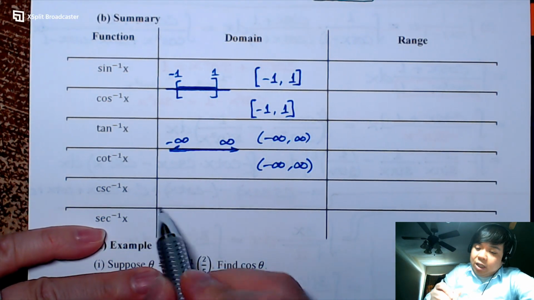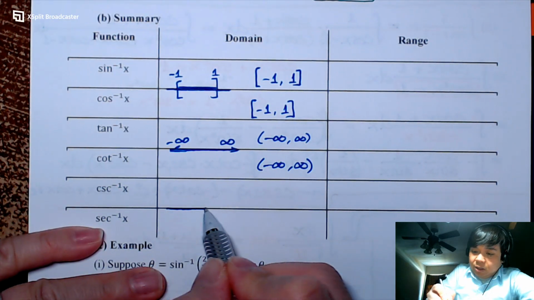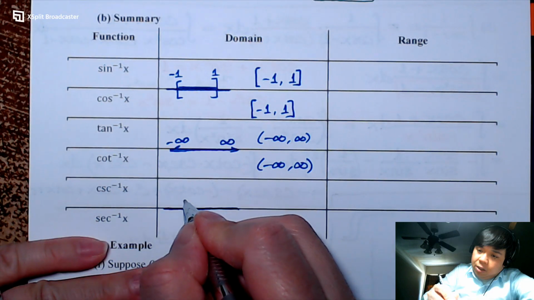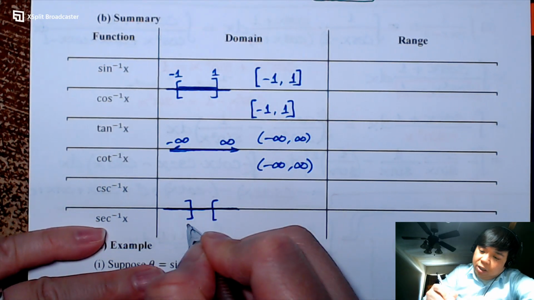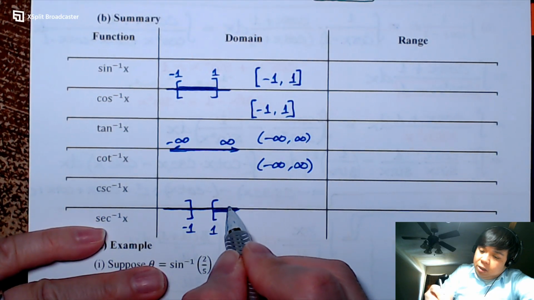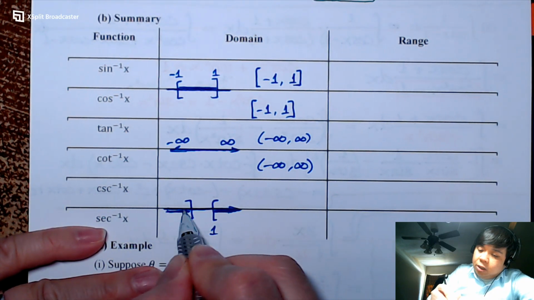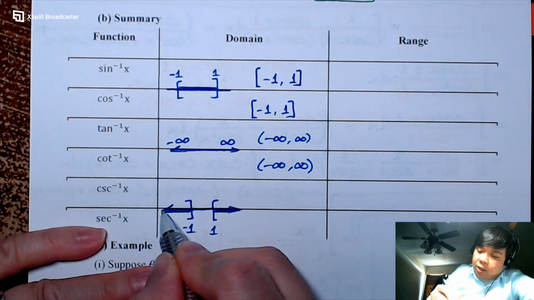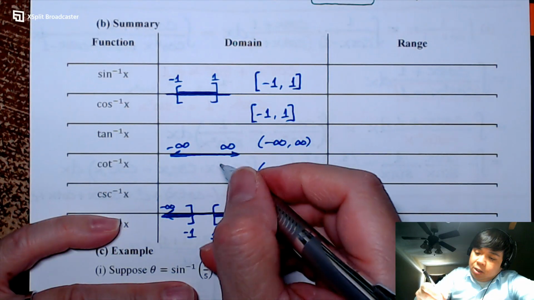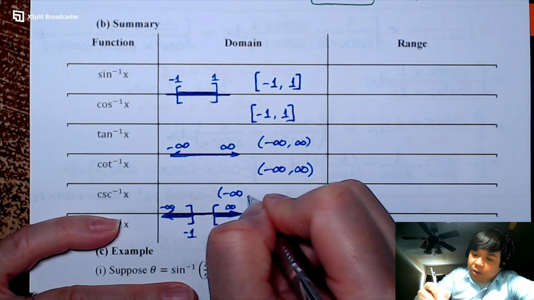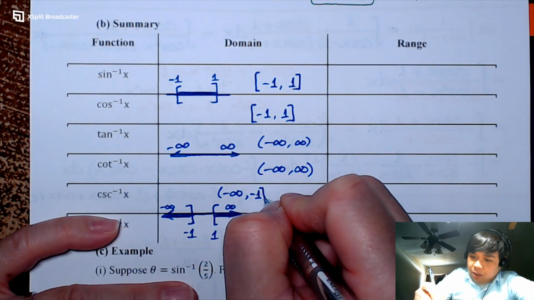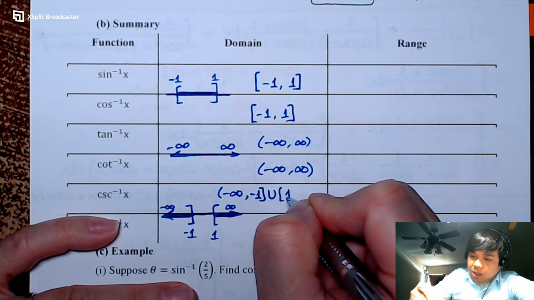And secant and cosecant inverse will be outside of negative 1 and 1. So it will be here and here. So I will write negative infinity to negative 1, and then from 1 to infinity.